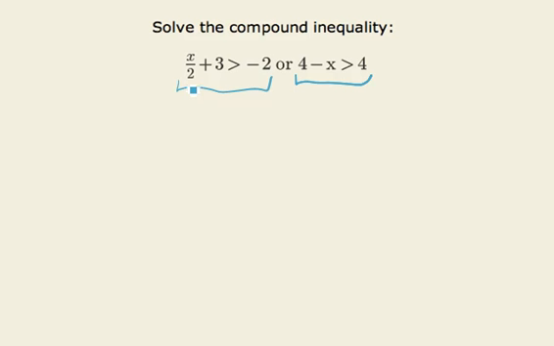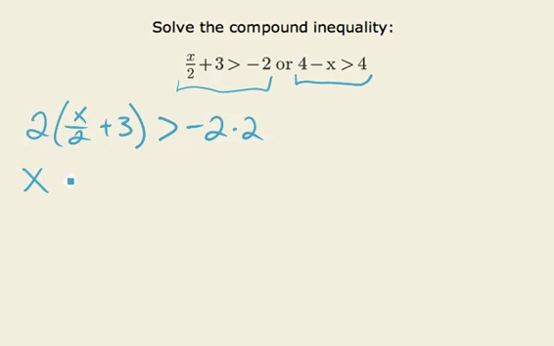So for this one, since I have a denominator, why don't we start by getting rid of that denominator? I'll multiply both sides by 2. So I multiply on the left by 2, and I'll multiply on the right by 2. Over on the left, 2 times x over 2, the 2's cancel, I'm left with an x. 2 times 3 gives me a 6. This is greater than negative 2 times 2, negative 4.